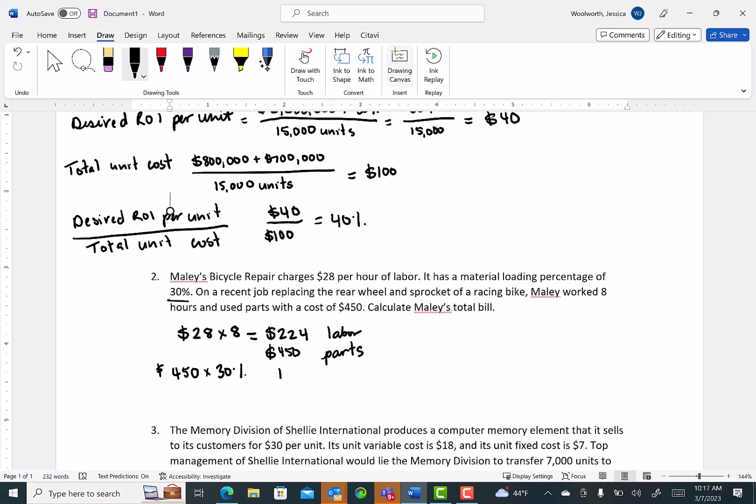And that gives me $135. Now if I add all of this up, our total is $809. So this would be the total bill for Maylee. This one here.